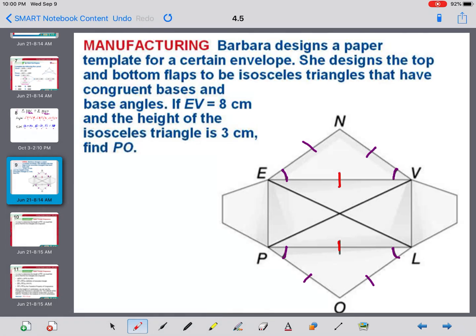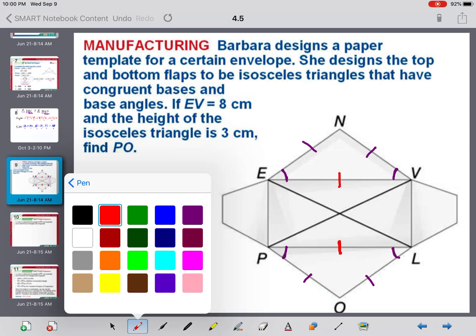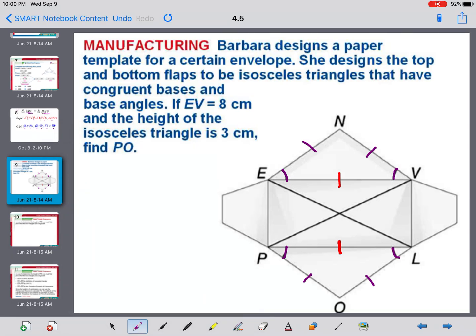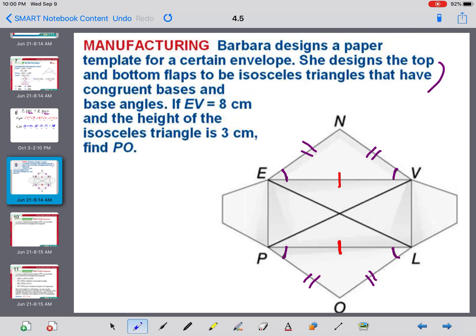It says that they have congruent bases and base angles. So that being the case, they've marked these two. I need to go back and work on my purple markings because I don't want you to think that that's necessarily congruent to the one that's marked in red. But they are congruent to each other, and that's what they told me about the top and bottom and all that.